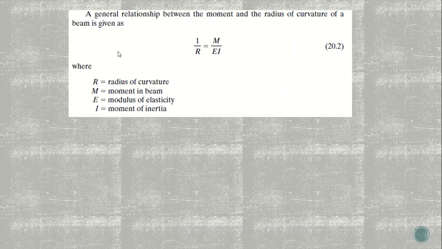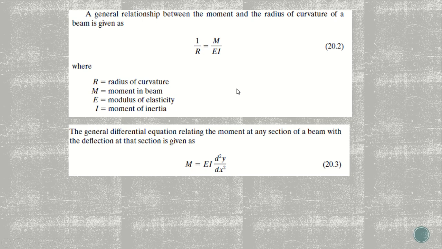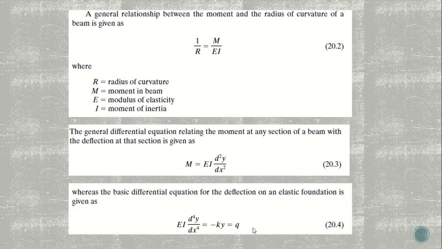A general relationship between the moment and radius of curvature of a beam is given as 1/r equals M/EI, where r is the radius of curvature, M is the moment of the beam, E is the modulus of elasticity, and I is the moment of inertia. The general differential equation relating the moment at any section of a beam with the deflection at a given section is given as this equation, whereas the basic differential equation for the deflection in an elastic foundation is given as this equation.